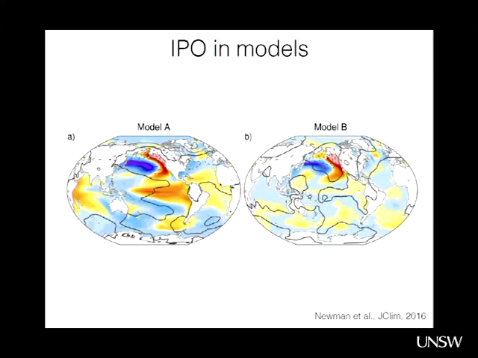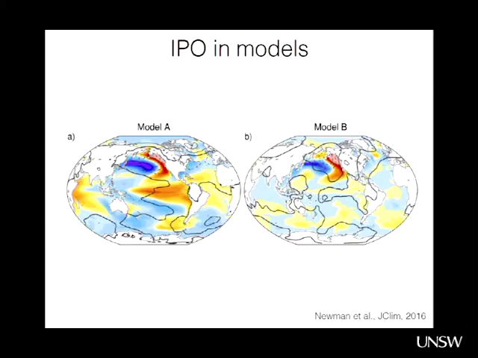So the IPO in models, I showed you the Taylor diagram before of the scatter of the models, but here's just an example. Here's a model that does it quite well. It looks a lot like the plot of observations I showed you, this wide sort of tongue of warm water and negative blob over here, and it's kind of symmetrical but a bit weaker in the southern hemisphere. Here's a model that does it badly. It's sort of missing the whole equatorial and southern ocean bit. It's just really restricted to the northern hemisphere.